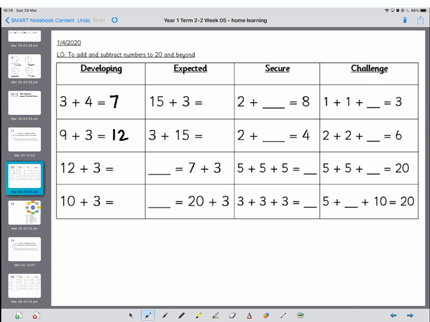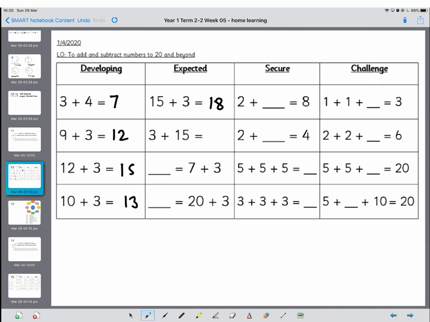Next one, number beads again probably would give you 15. And the next one, start with 10, which is all of one colour of number beads, count on another 3 and you've got 13. Or you could have used 10s and 1s, in which case you would have a 10 bar and just added 3 more, and that would have given you 13. Next one, 15 plus 3, either counting on or using 10s and 1s, you end up with 18.